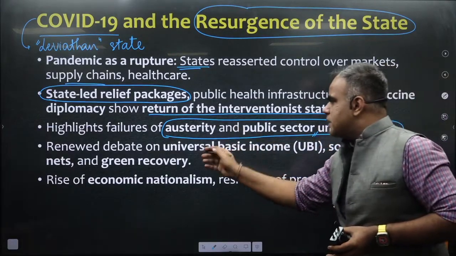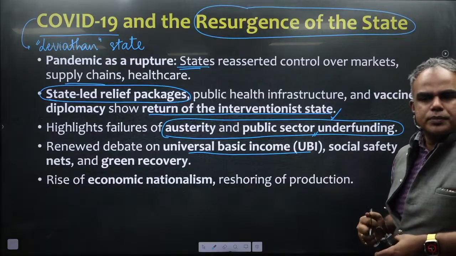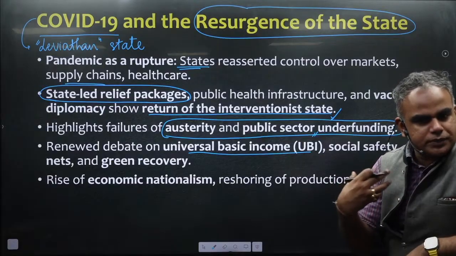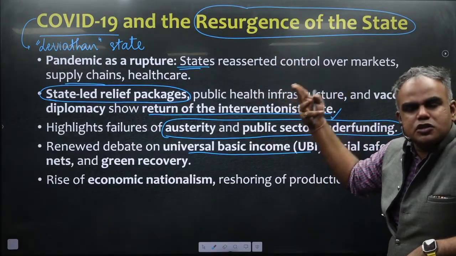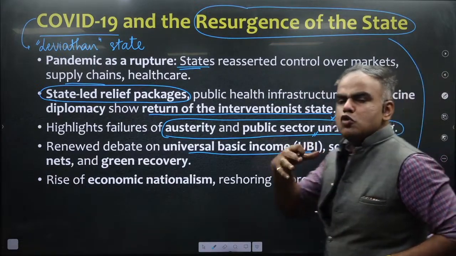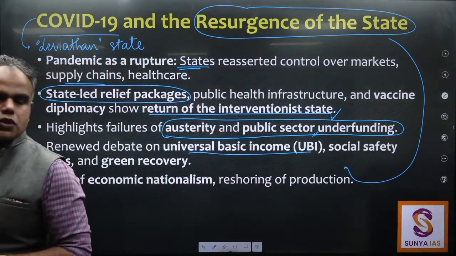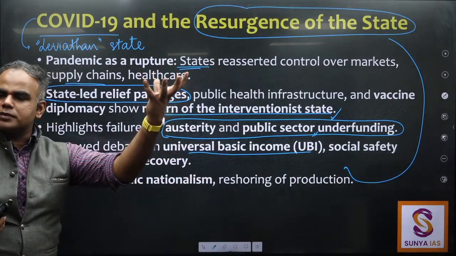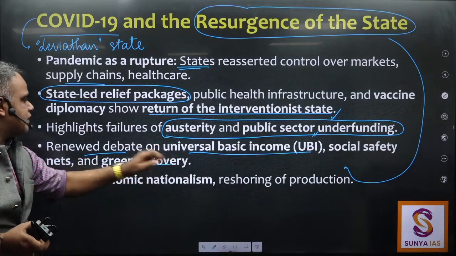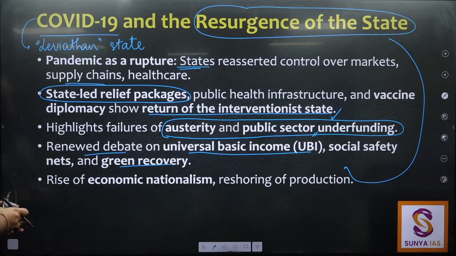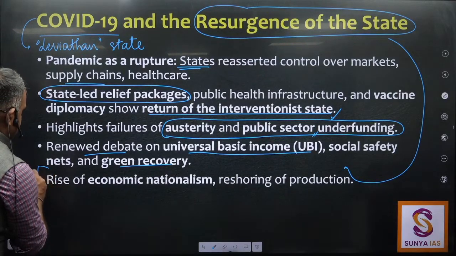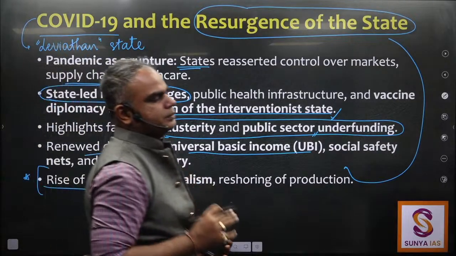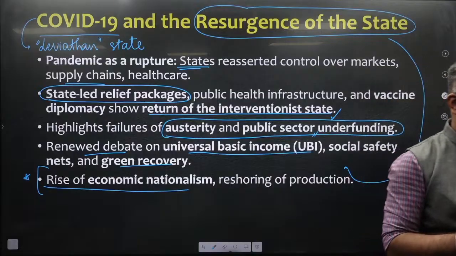Then again the same thing here is the debate on UBI. UBI we read about, Universal Basic Income. In GS3 you also say whether India should have UBI or not. But the same pandemic and resurgence of state will talk about new problems that are coming in. So there is a debate whether you should have UBI. If there is UBI, again the state's role will become important. Okay, social safety nets, green recovery, and then this is a point we are all seeing in the context of, please note, tariff wars, etc. The rise of economic nationalism. This is an important point, the rise of economic nationalism.